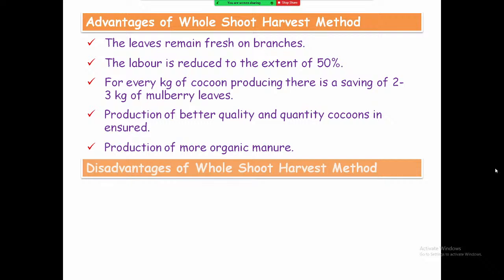These are the advantages. Next are the disadvantages of the whole shoot harvest method. Here, for silkworm rearing, 30% more space will be required. Okay, to store the shoots in the rearing house, we require 30% more space for storage.